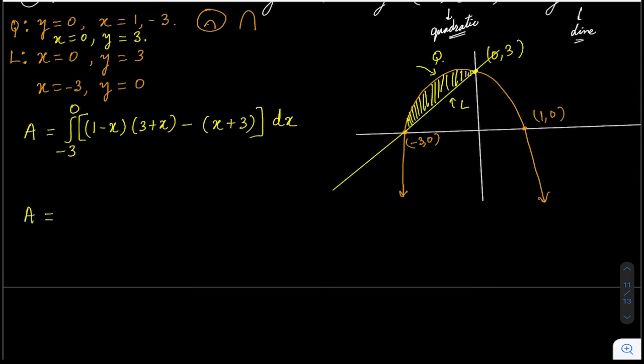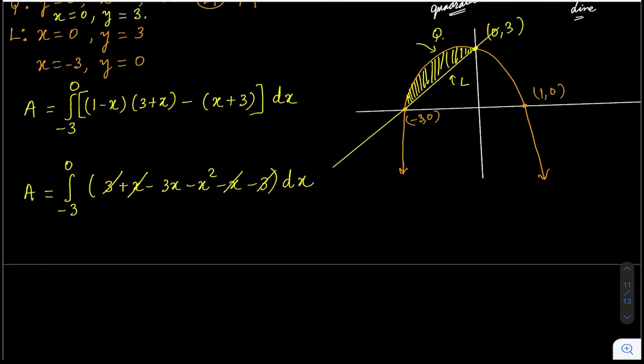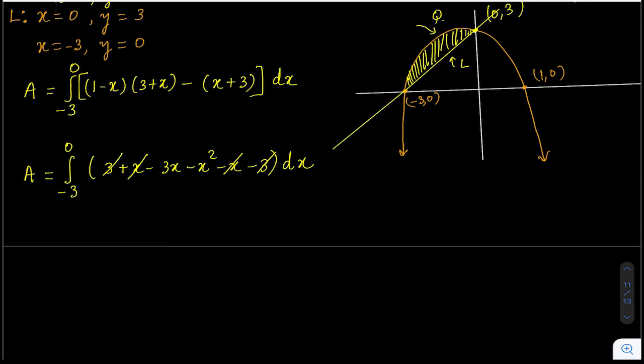So integration. Now let's multiply this. First simplify this expression a little bit so that it's easy to integrate. So this will be nothing but 3 plus x minus 3x minus x square, minus x minus 3, dx. And we can cancel this x, we can cancel this 3. So minus 3x minus x square dx.